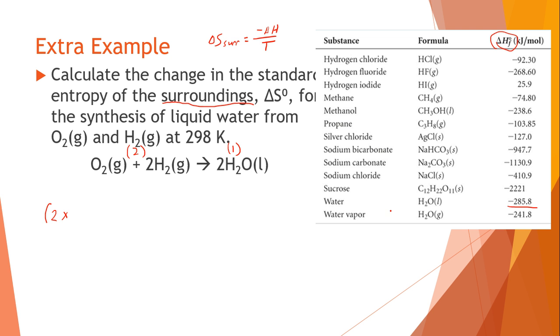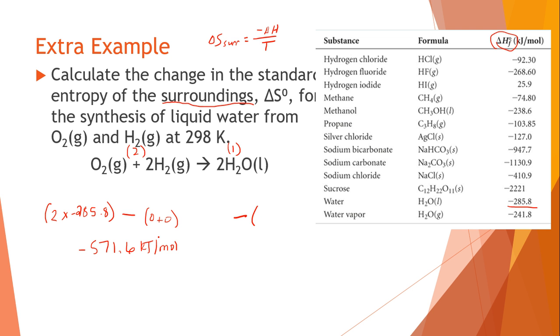So the L value is going to be negative 285.8. We're going to subtract this from our reactants. Oxygen is an element in its standard form, so it's 0. Hydrogen is an element in its standard form, so 2 times 0 is going to be 0. So here, if you were going to find this, 2 times negative 285.8 gets you negative 571.6 kilojoules per mole. This is my delta H value, so I have to go plug this into my equation.